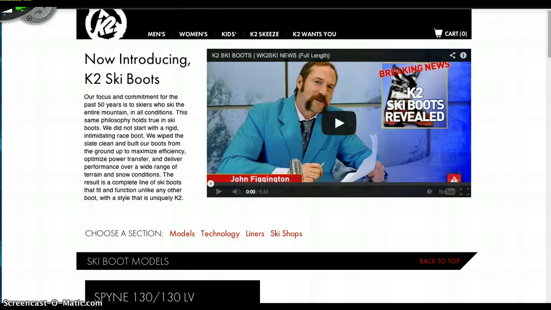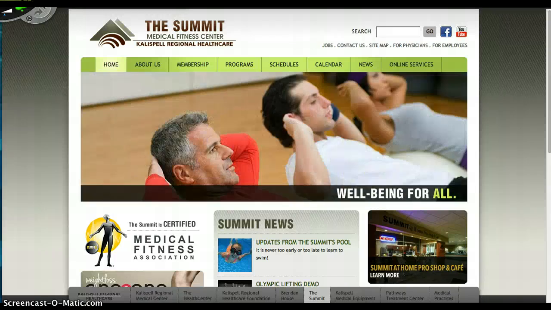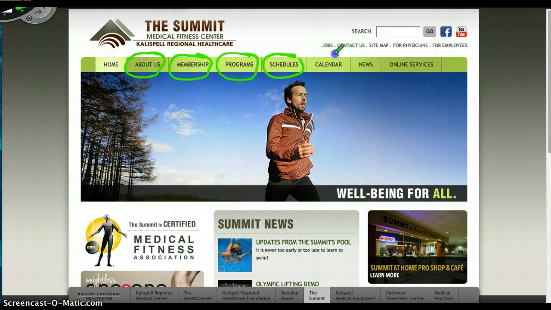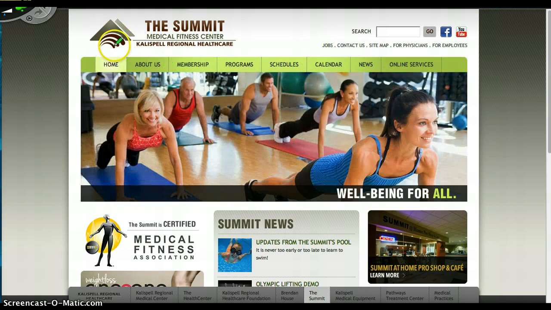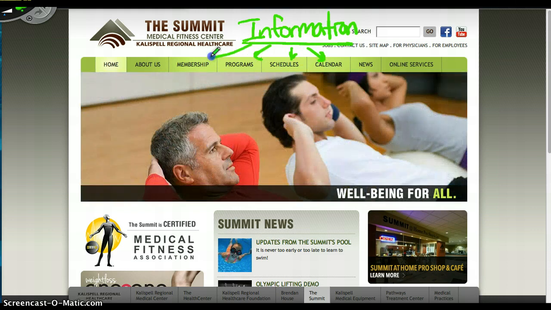is the information type. For an information type, let's go to the Summit Medical Fitness Center, the Summit Gym here in Kalispell, Montana. If we take a look at this, this is all about information. So this is about the gym, about us, about memberships, about programs, about schedules, calendars, news, and then about online services. As we look through there, we can pretty quickly find out what type of information we're looking for just by looking at one of these. One of these is going to help lead us to that information.